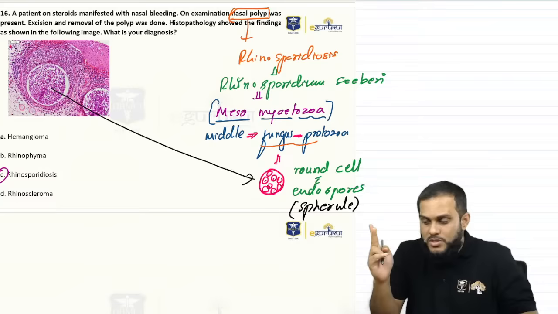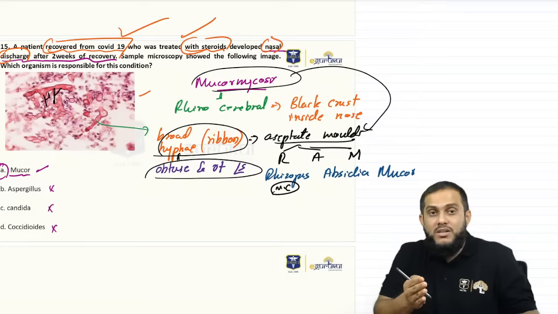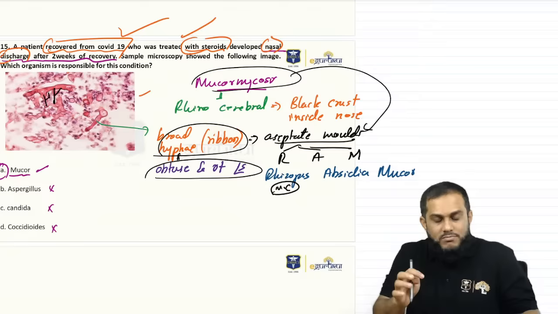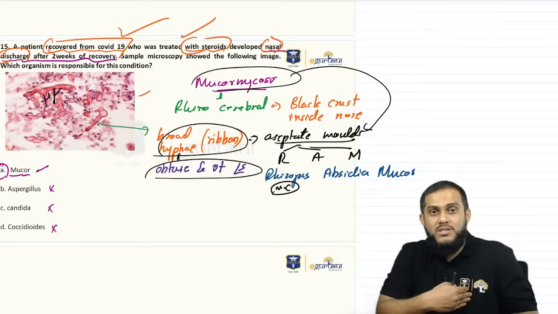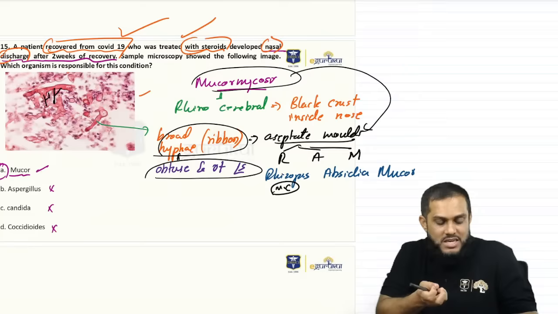Sir, but the image looks like dichotomous branching. Even if the image looks like dichotomous branching, once again, recovered from COVID-19, on steroids, nasal discharge, more towards mucormycosis. It might be there were something else in the question. If you have to go for Aspergillus, there should be something favoring Aspergillus. With this clinical history, I am not finding anything favoring Aspergillus. Though you can see aspergillosis in COVID recovered patients on steroids, no doubt, I am not seeing anything in favor of aspergillosis.